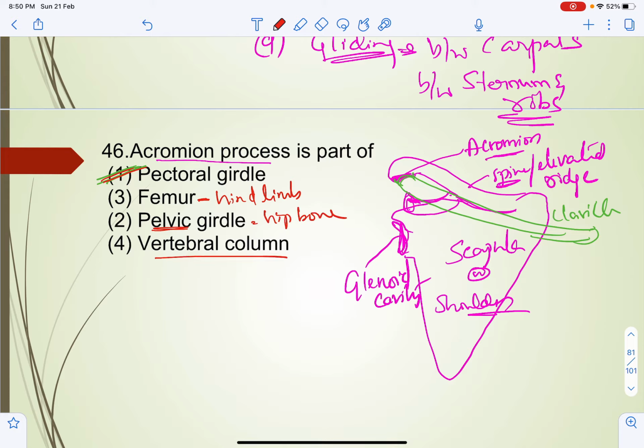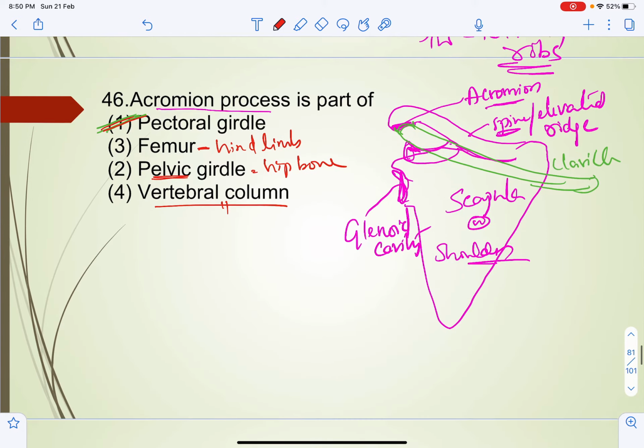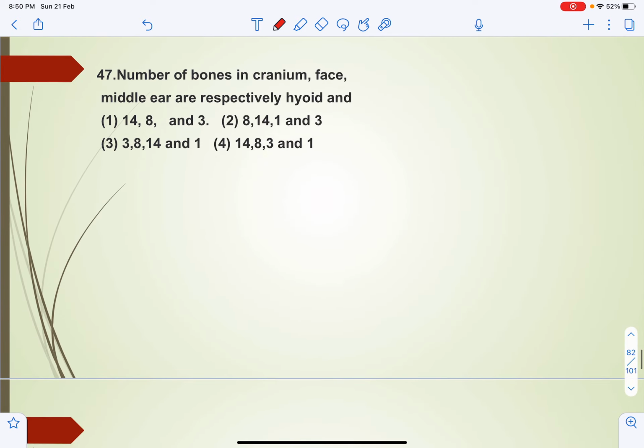Vertebral column, where we can see that intervertebral disc. Next question. Number of bones in cranium, face and middle ear. Cranium, we know that there will be 8 bones. In face, I already mentioned that there are 14 bones. Middle ear, we can say that the ossicles.